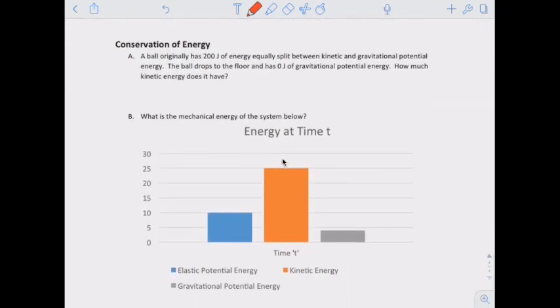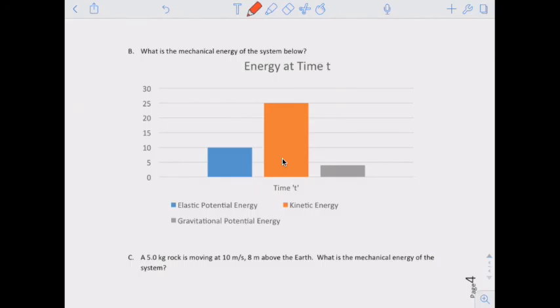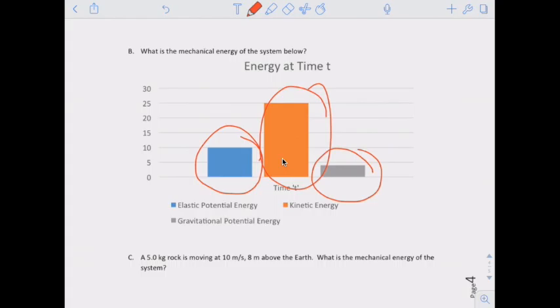Conservation of energy. It says a ball originally has 200 joules of energy, equally split between kinetic and gravitational potential energy. The ball drops to the floor and has 0 joules of gravitational potential energy. How much kinetic energy does it have? Energy is conserved, so if it has 0 gravitational potential energy, all of it must be converted to kinetic energy, which would be 200 joules. B, it says what is the mechanical energy of the system below? Mechanical energy is all the energies combined, so kinetic and potential. It would be our 25 plus our 10 plus this is looking like 4. Add all those together and that's your mechanical energy.